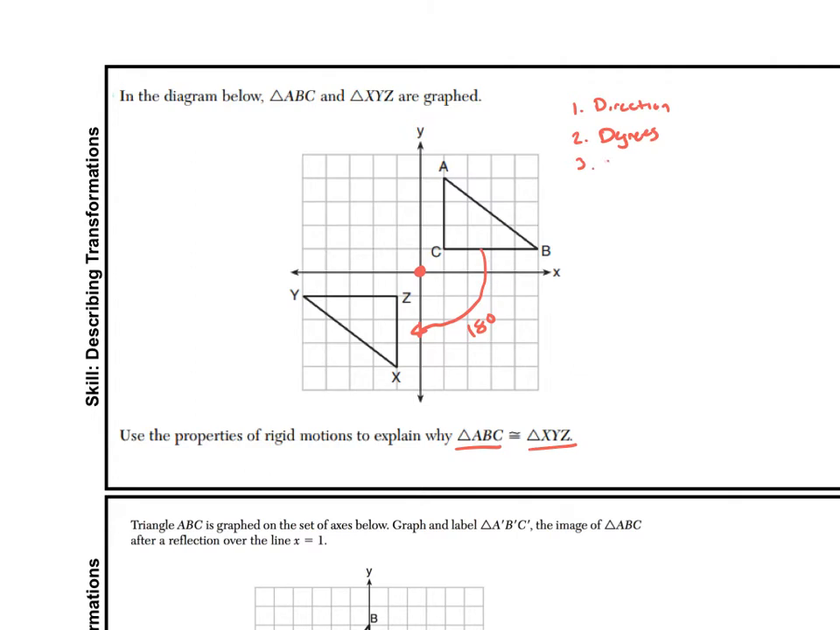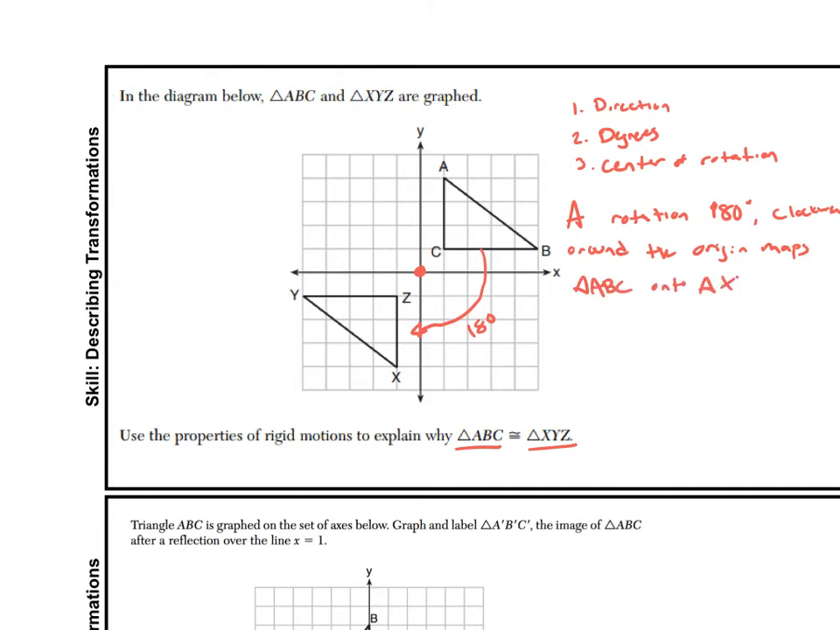And we need the center of rotation. We need all three facts when we talk about rotations. So now let's write it out. A rotation, 180 degrees, clockwise, around the origin, maps triangle ABC onto triangle XYZ.